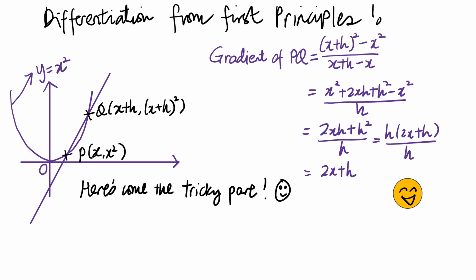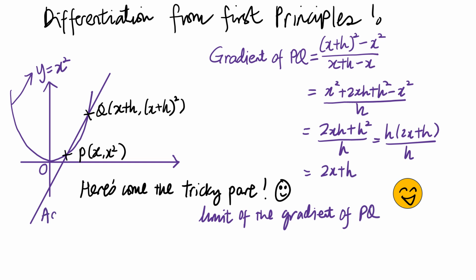So what happened? When Q tries to get close to P, of course the distance between P and Q for the x coordinate is the difference, which is this letter h. h is the difference between the x coordinates of P and Q. It's like the difference between you and your favorite person.